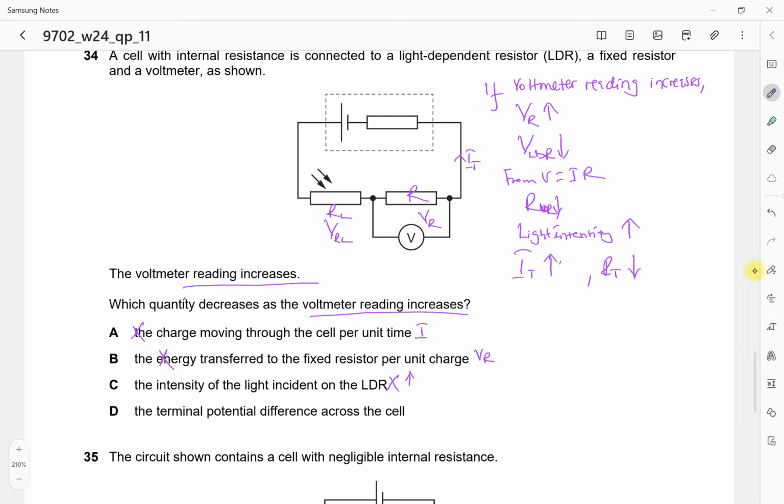Here, light intensity increases. The terminal PD across the cell decreases. So the answer is most likely going to be D. The terminal PD across the cell has decreased.